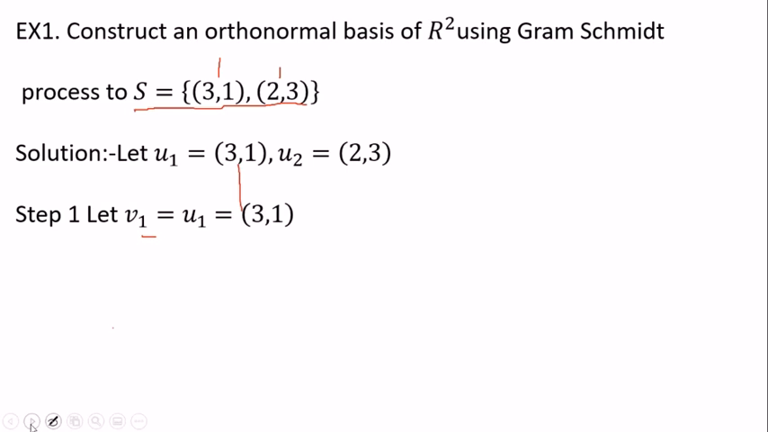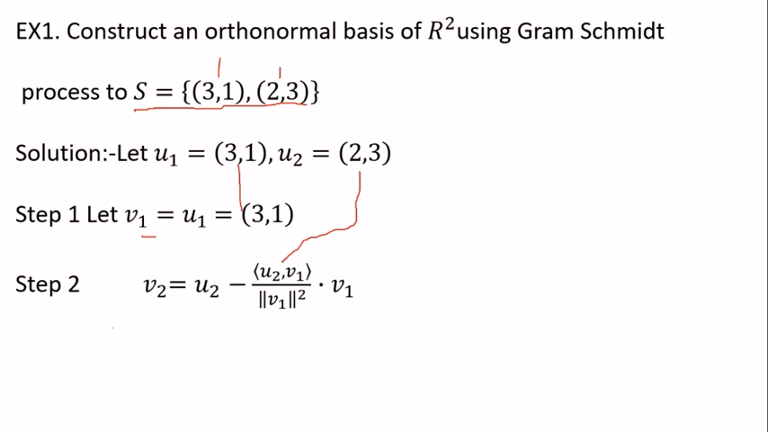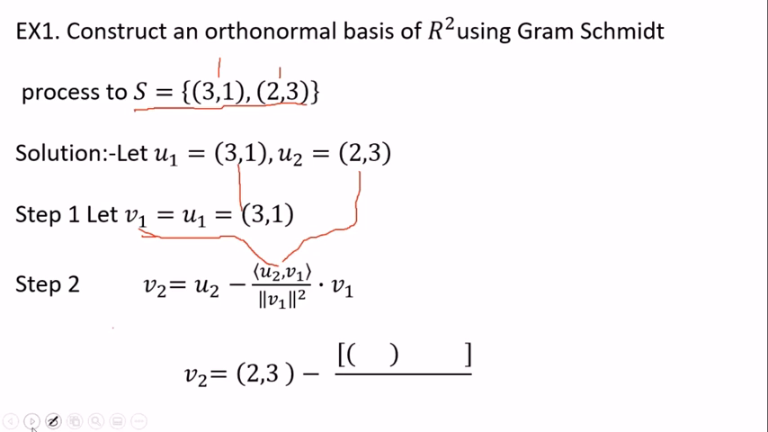Now similarly, step number 2. First we'll write down the formula for v2. v2 is equal to u2 minus the inner product of u2 and v1 divided by the norm of v1 squared, times v1. Now put the value of u2 in this formula, then put v1. Once you put all the values in this formula, we get v2 equal to (2, 3) minus the inner product of (2, 3) with (3, 1) divided by the norm of (3, 1), that is the dot product of (3, 1) with (3, 1), times (3, 1).